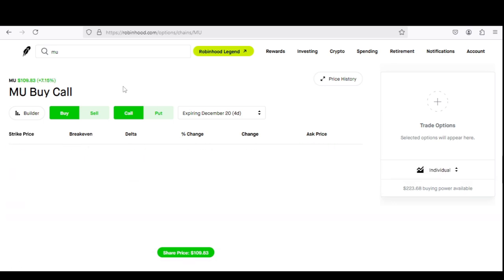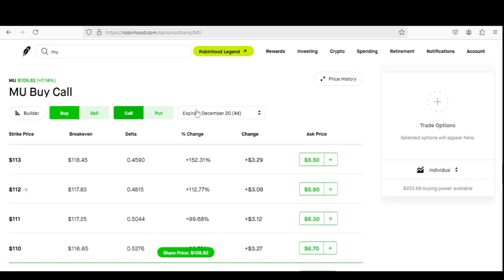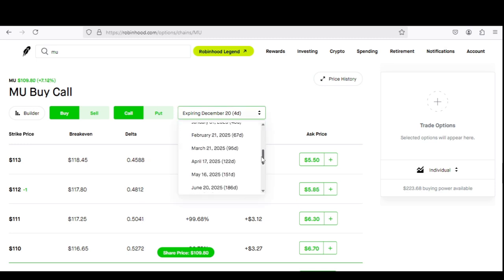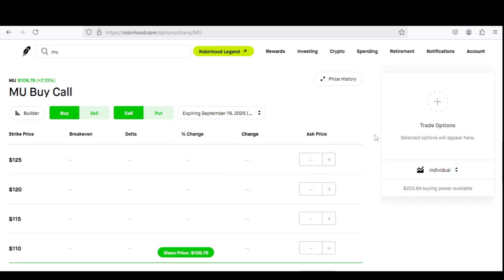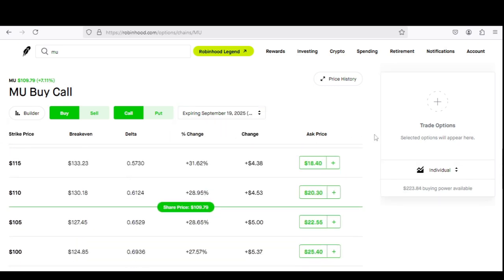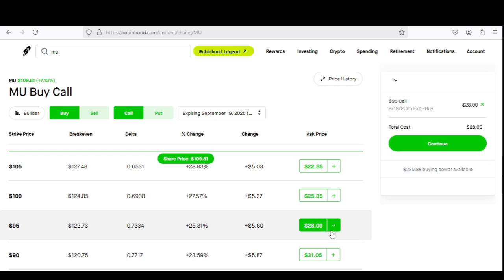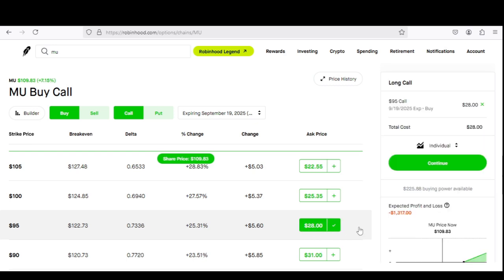We're going to do the exact same strategy. We're going to go to buy, we're going to go to call, and then we're going to select the strike date. Just for the purposes of this video, let's go with the exact same strike date, which was September 19th, 2025. And once again, we're going to choose the strike price below the current share price. I will be going with the $95 strike price, and that's going to now cost me $28 or $2,800. Once again, each option contract is multiplied by 100 shares. So now my $10,000 is down $2,800.